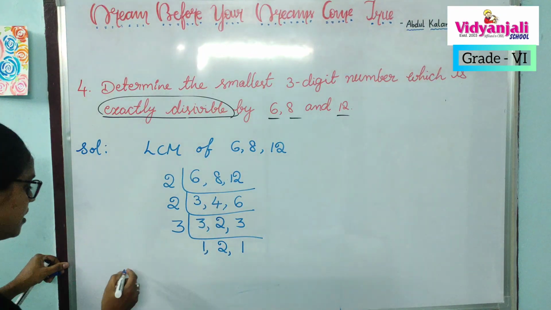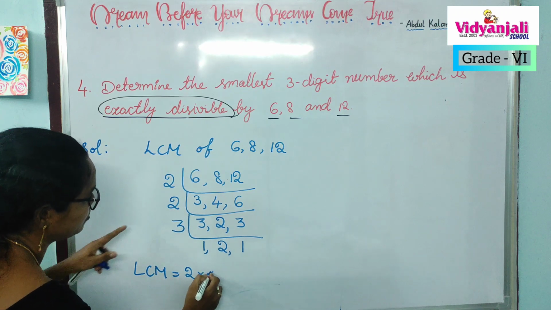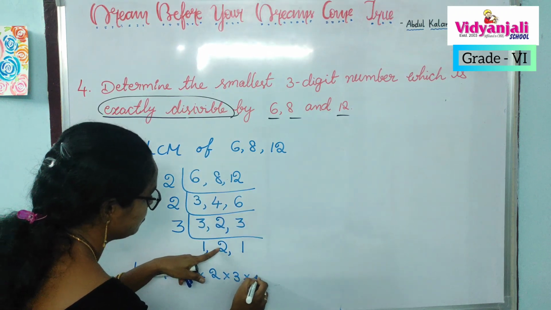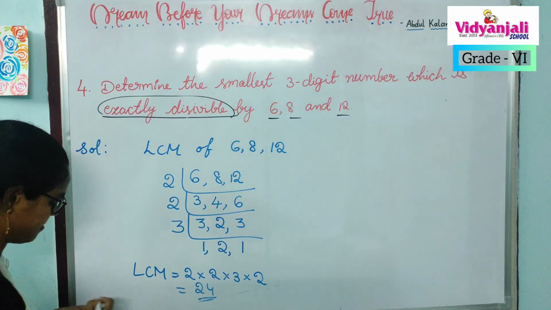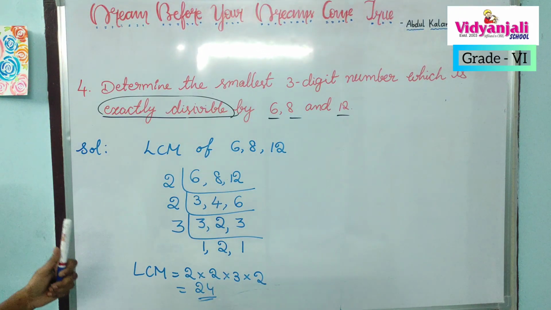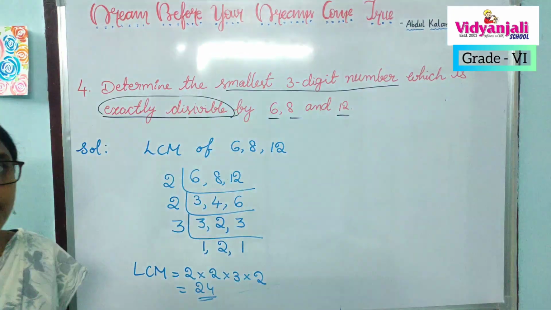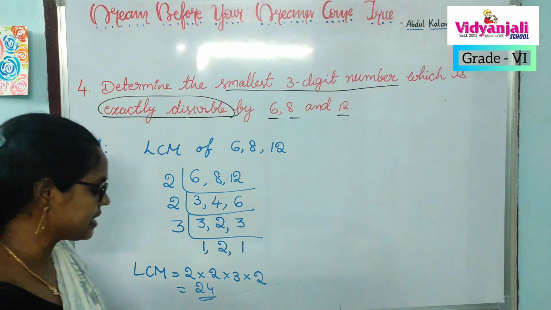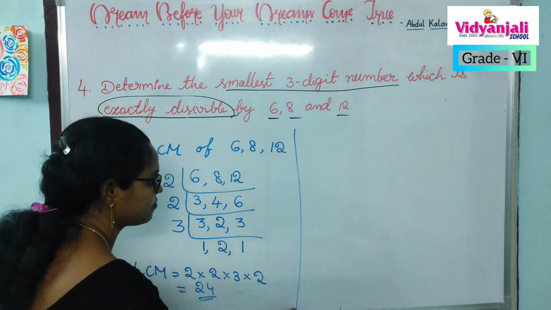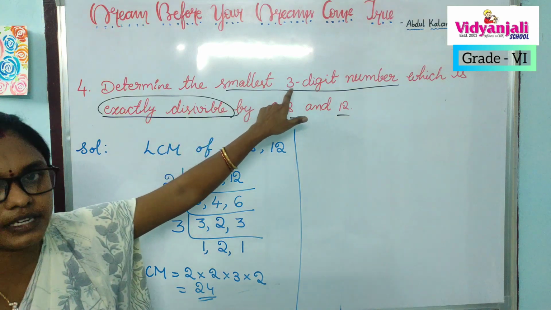Okay. Now, what is LCM? 2 into 2 into 3 into 2. So, 4 6s are 24 is the LCM. What is the requirement actually, children? Determine the smallest 3-digit number. See, after finding LCM, do we get the smallest 3-digit number? We didn't get. So, in such cases, what to do? We got only a 2-digit number. But we want a 3-digit number, right?